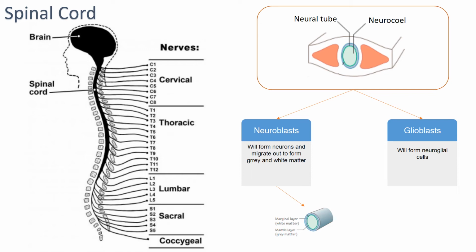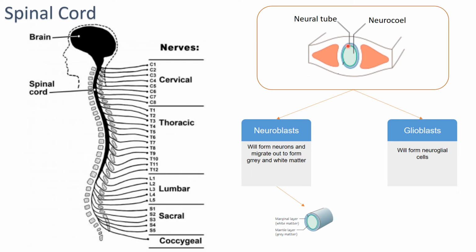So by the time you get to the 9th week of development, what you basically have is a lumen in the center of the spinal cord known as the neurocele, where you can see in this image up here on the top right hand corner, or the neural canal, which will later on become the central canal. Now, this neural canal is lined with layers of things like neuroepithelia, otherwise basically known as the ventricular zone.